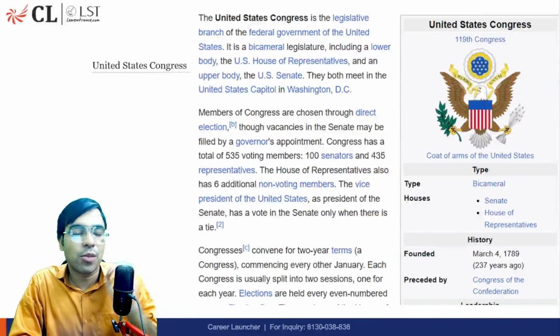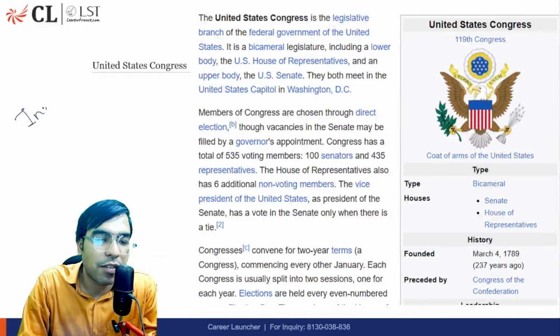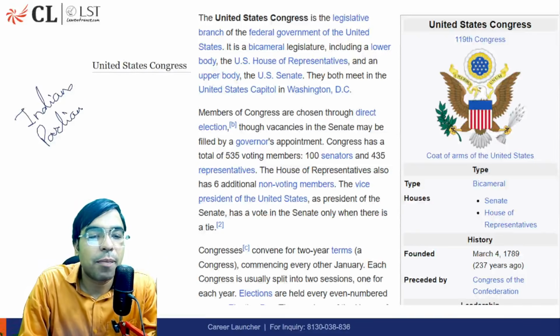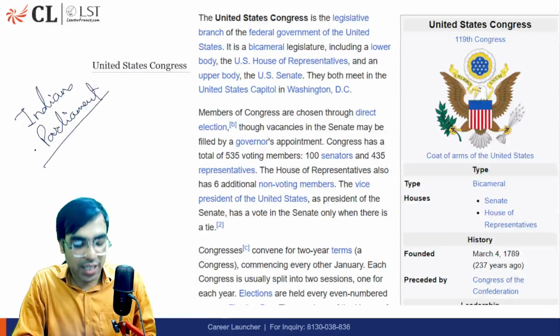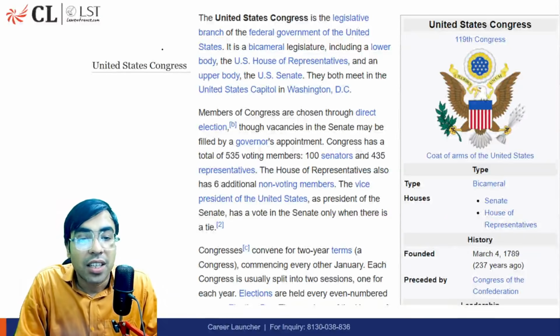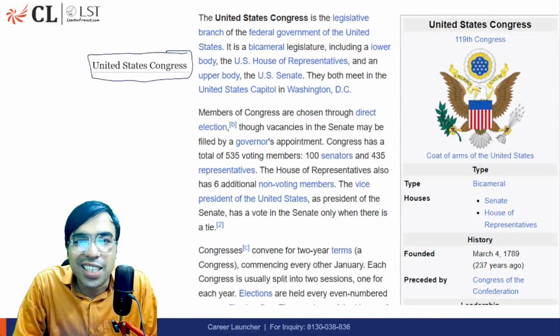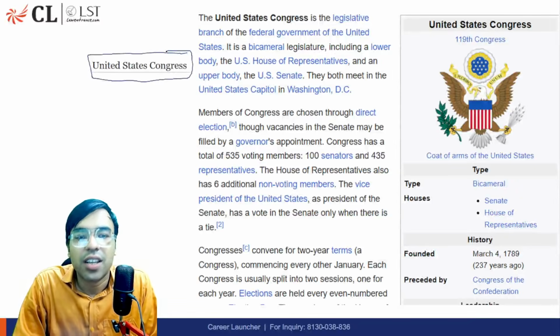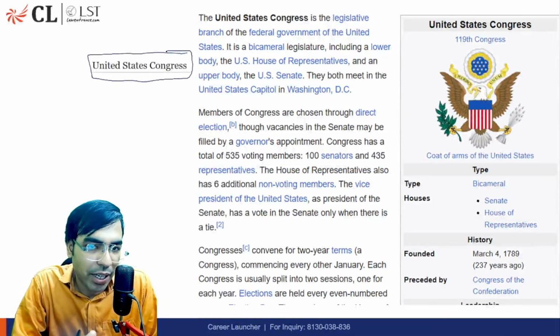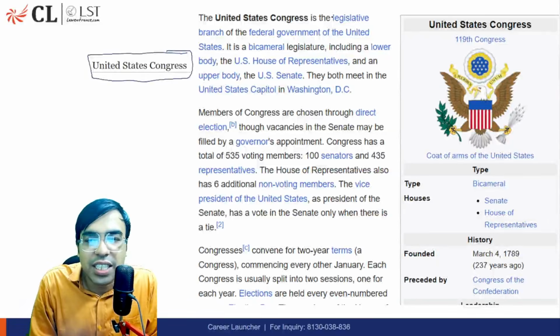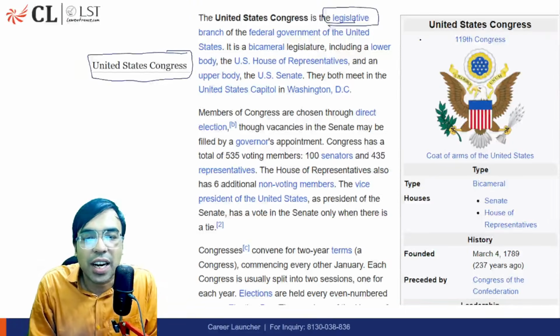First of all, I'm sure you must be aware that we have a parliament. We call it the Indian Parliament, right? Similarly, there is the British Parliament. But in the USA, they do not use the word parliament. They use the word Congress, so it is called the United States Congress. US Congress is like the US Parliament, but they use the word Congress. It is the legislative branch of the federal government of the United States.